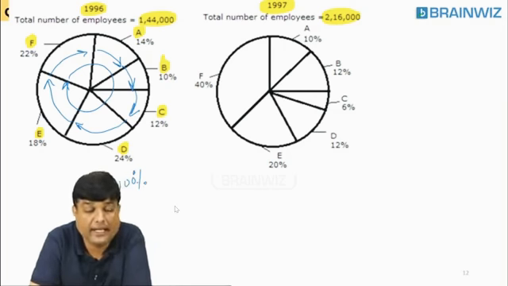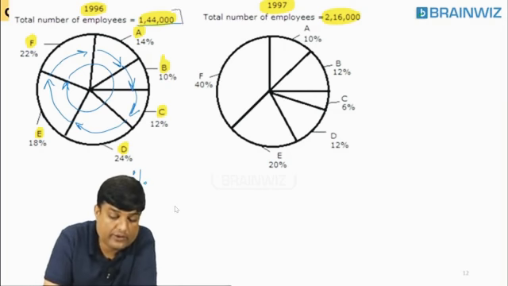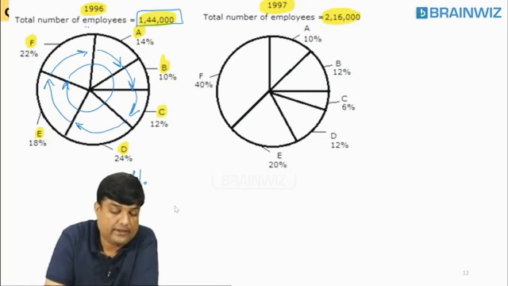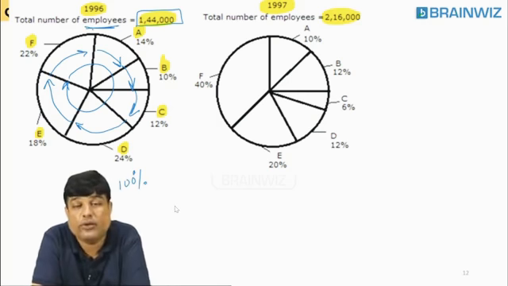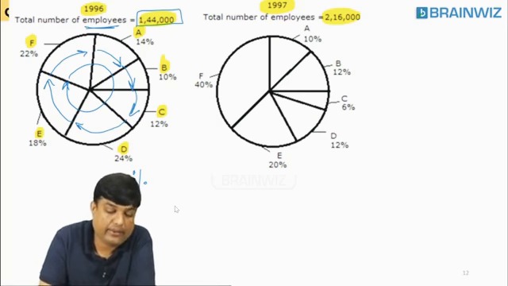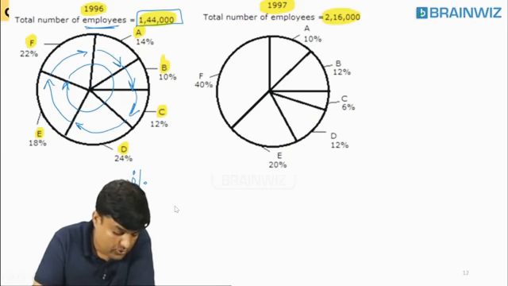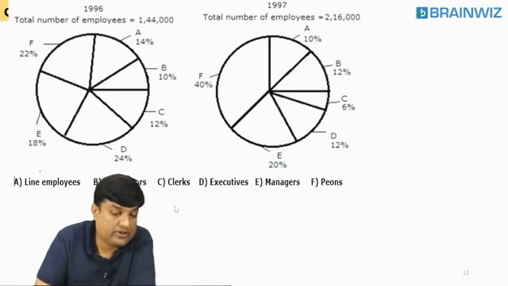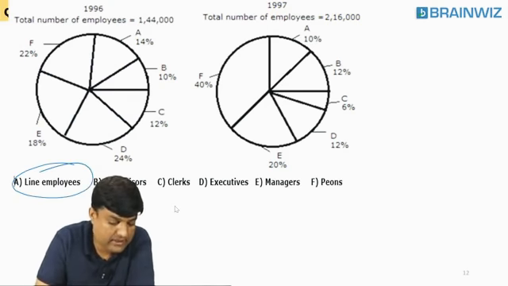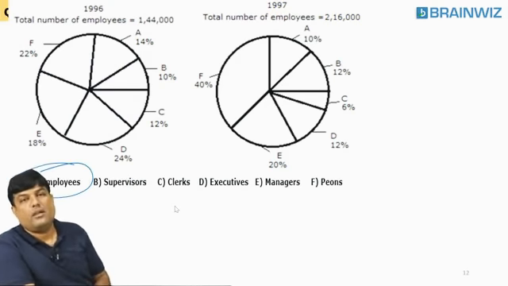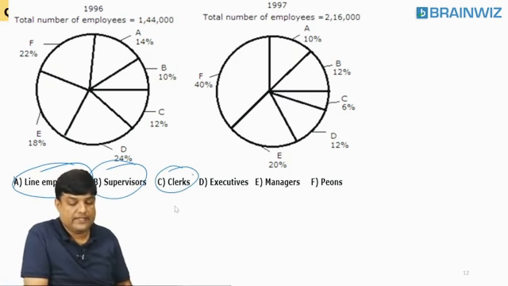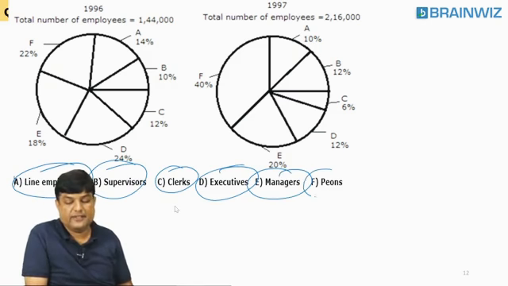And that 100% is 1,44,000 employees. In that, A, B, C, D are some denotations. So we have to find out who is A, who is B. Separate information is given to you. If you see here, A is line employees, B is supervisors, C is clerks, D is executives, E is managers, F is peons.